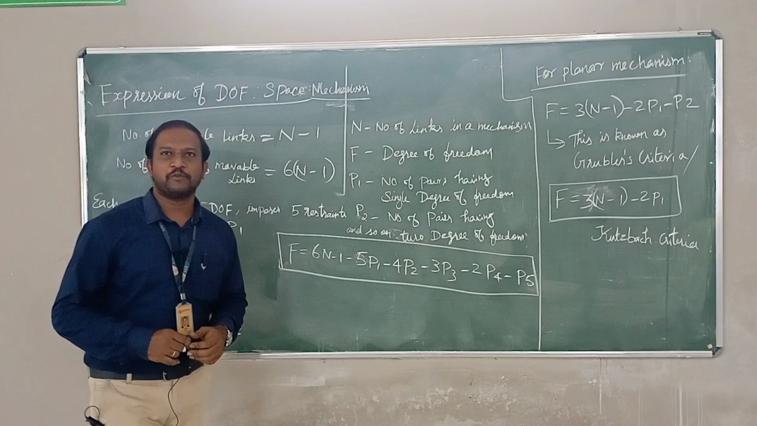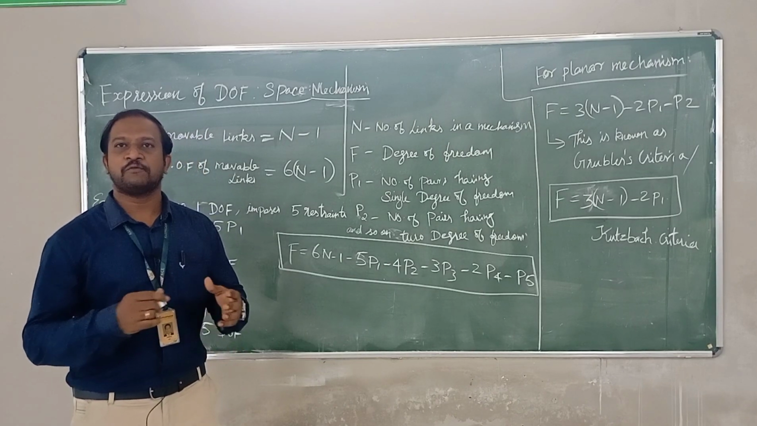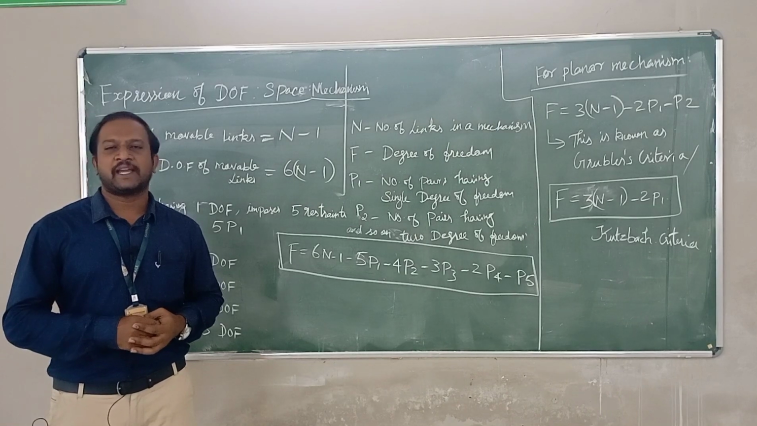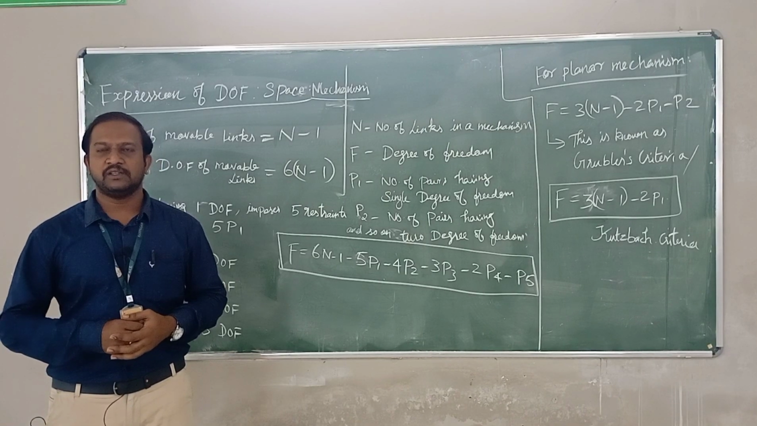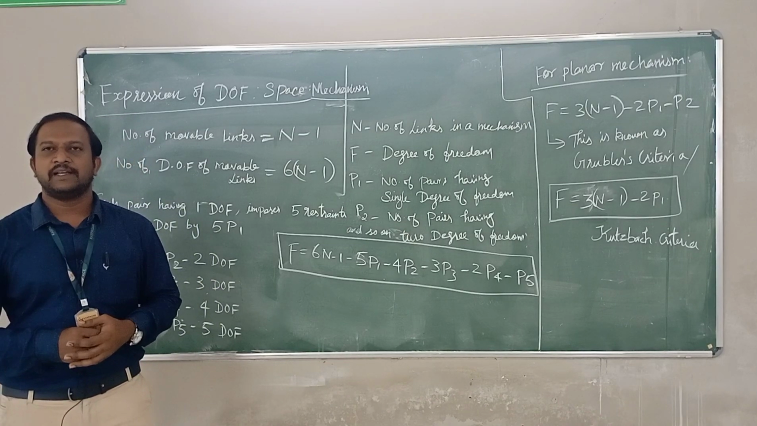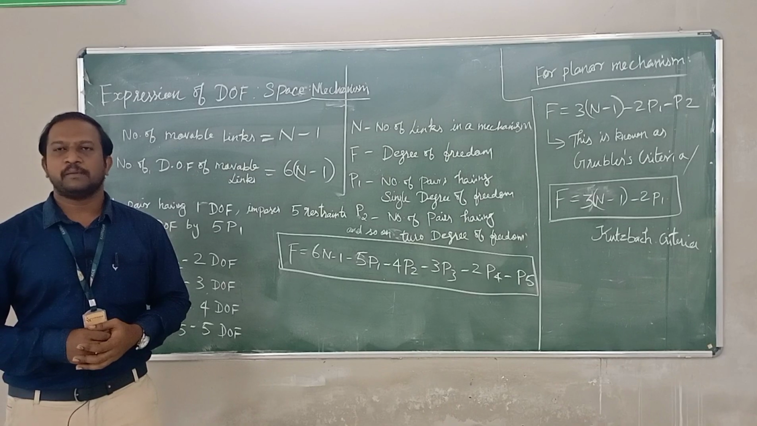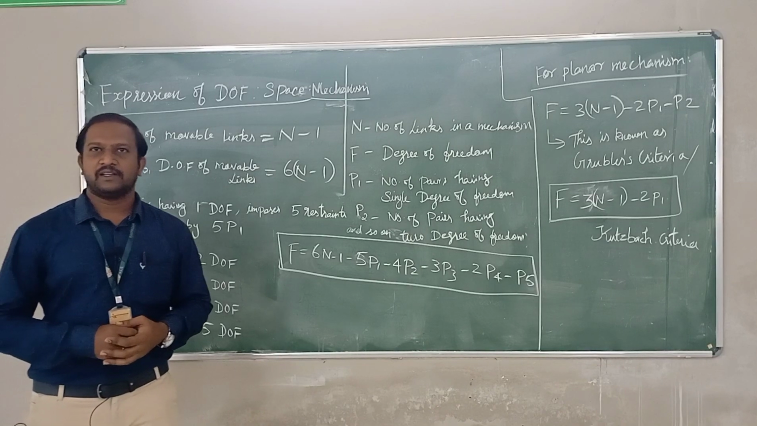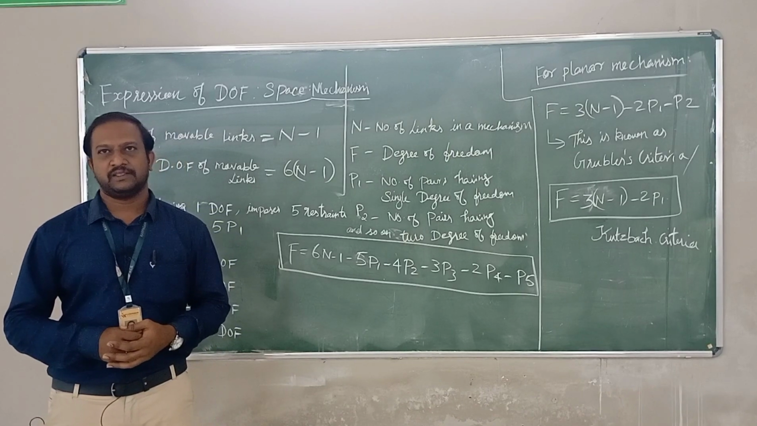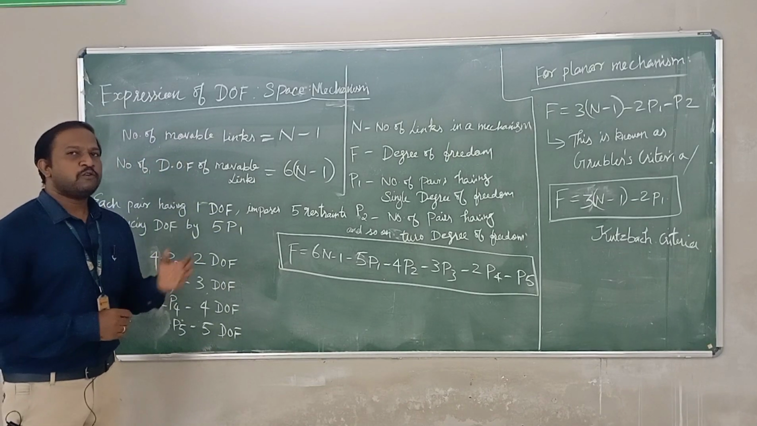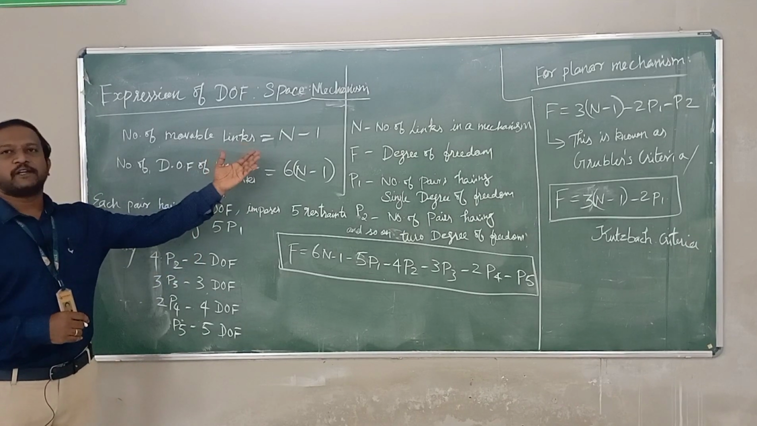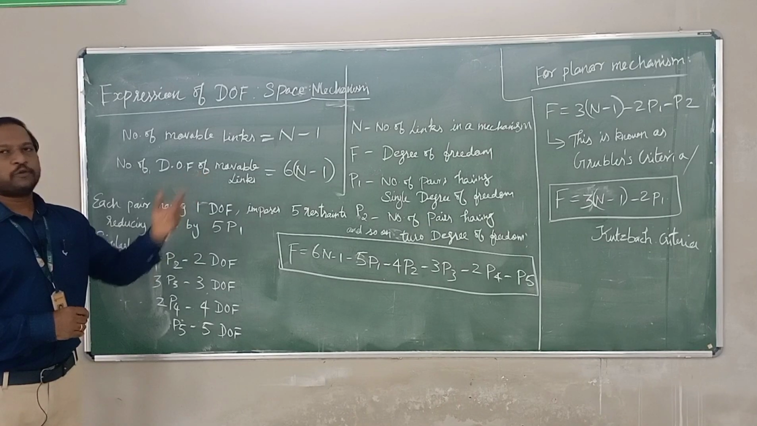In this video, we're going to discuss the expression for degree of freedom. We already discussed the different classifications of mechanism: spatial, planar and spherical. Now we're going to discuss the degree of freedom expression for a spatial mechanism. You know very well that in order to operate a mechanism, one of the links has to be fixed. In this way, the number of movable links in a mechanism is given as n minus 1.